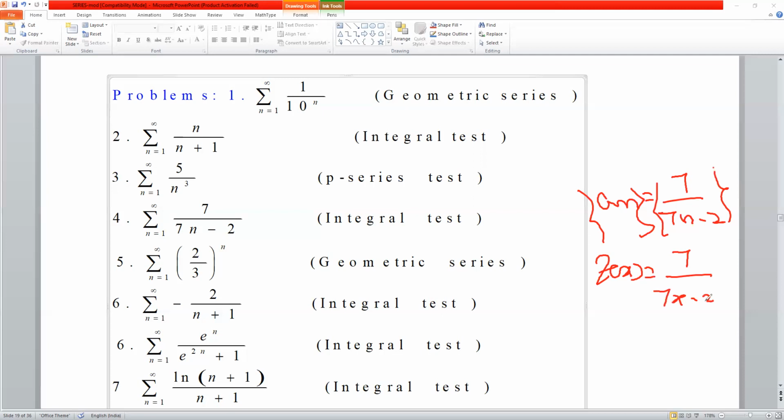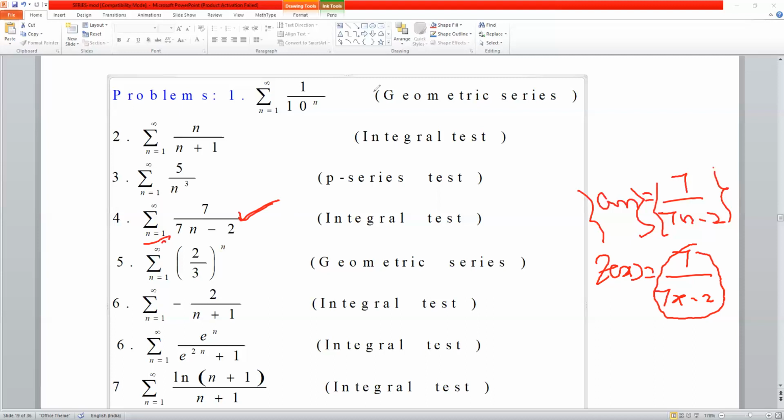So this function is a bounded function for all x greater than or equal to 1, and it is a continuous function and a decreasing function. Definitely the integral test is appropriate, it can easily be integrated, and the integral converges. The integral converges, so the series is also convergent with the help of the integral test.